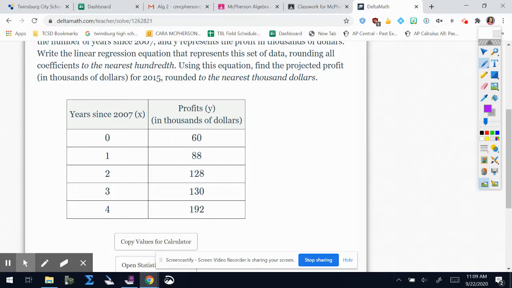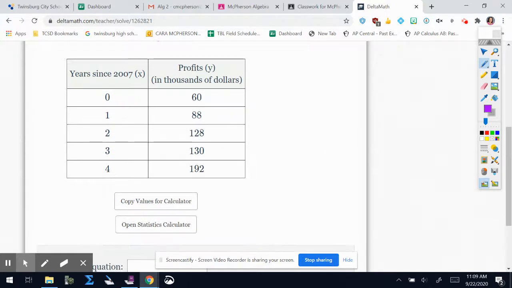So we can look at this set of data and use it to understand the profit in the different amount of years. So what we want to do is come up with a line of best fit or a regression model for this data. We want to put the data into a table and make the calculator come up with this linear model, this line of best fit. So here's how it works on Delta Math, and I want to take you through these steps so when you do them on your own, you remember them. First thing you're going to want to do is copy the values for your calculator.